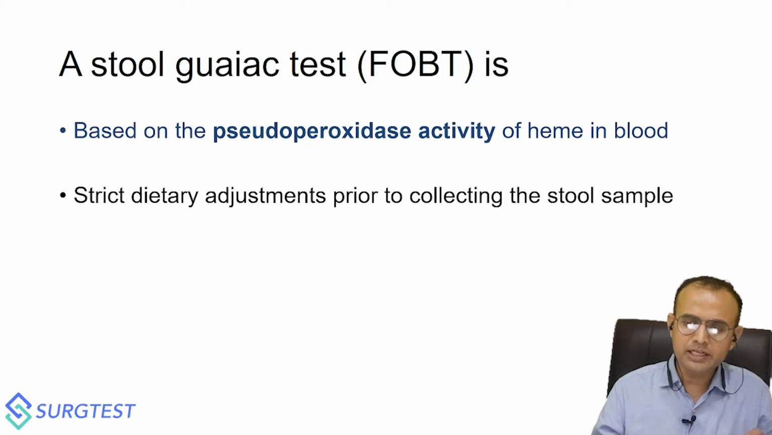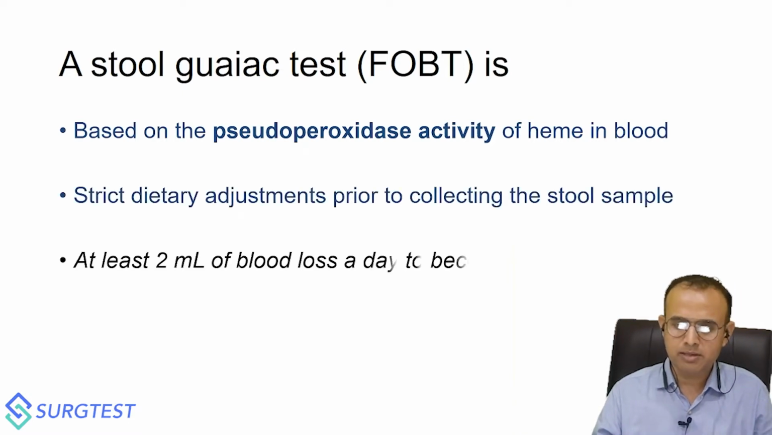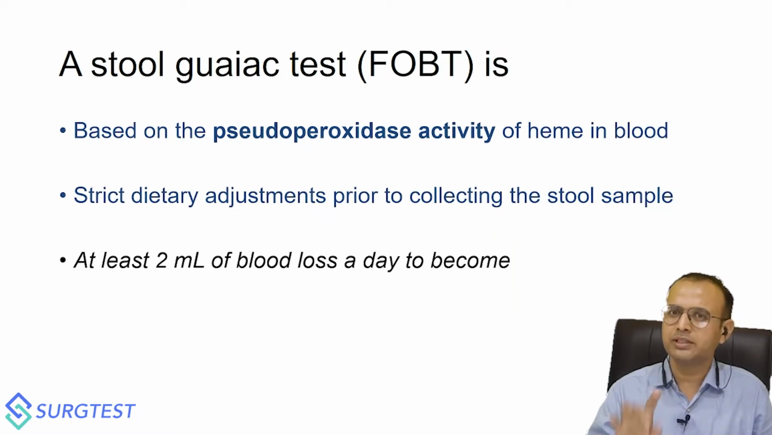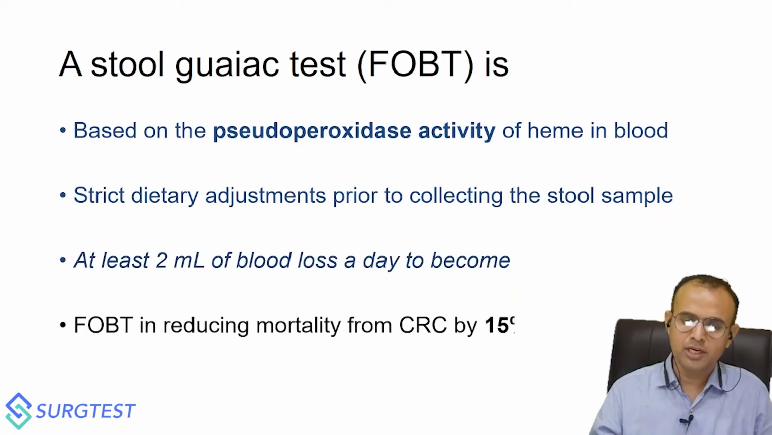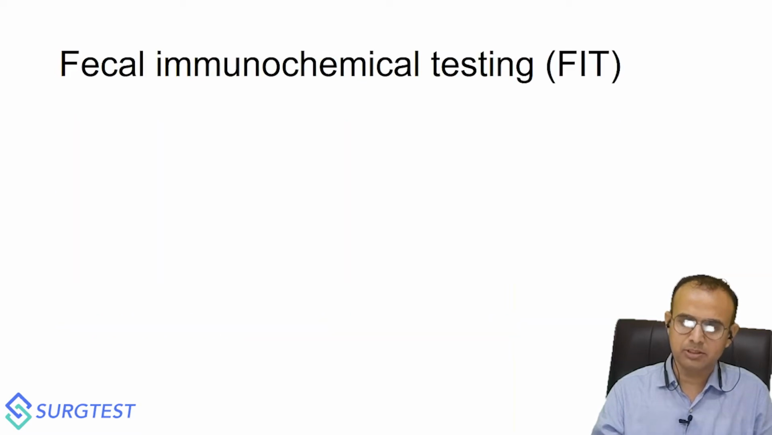We need a strict dietary adjustment before collecting the stool sample. At least 2 ml of blood is needed to become FOBT positive. FOBT reduces mortality of colorectal cancer by 15%.